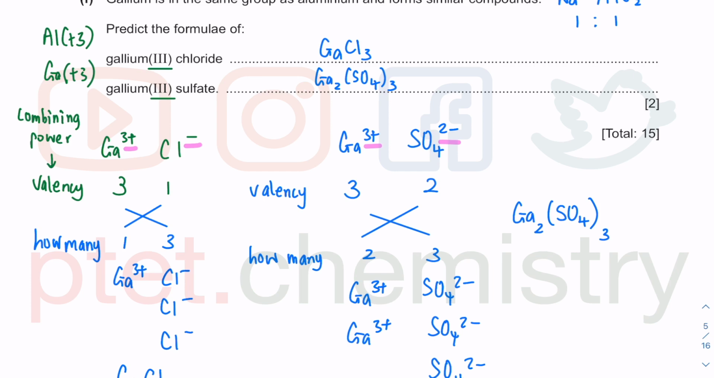The idea is to cancel out the charges. Plus 3 is plus 6. Minus 2, minus 2, minus 2 is minus 6. Plus 6 cancels out minus 6. Plus 3 cancels out minus 3.